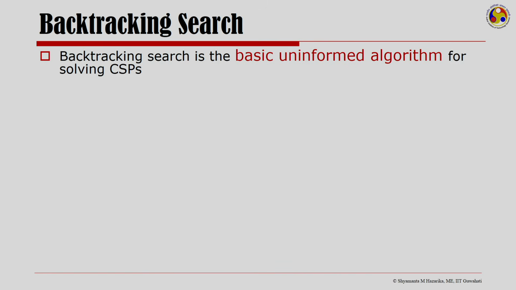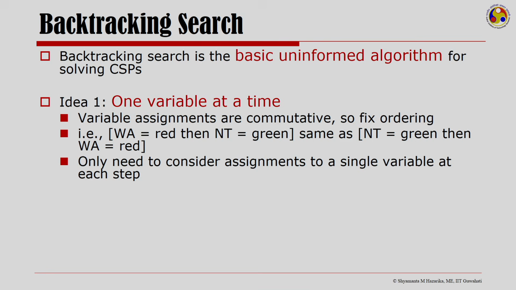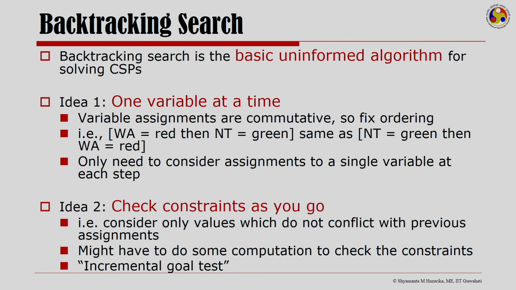Backtracking search is the basic uninformed algorithm for solving constraint satisfaction problems. We look at one variable at a time. So, variable assignments are commutative, there is no fixed ordering, and we only need to consider assignments to a single variable at each step. The second idea is to check for constraints as we go. That is, we consider only values which do not conflict with the previous assignment. For that, we might have to do some computation to check the constraints, but then we get one step at a time towards the goal.